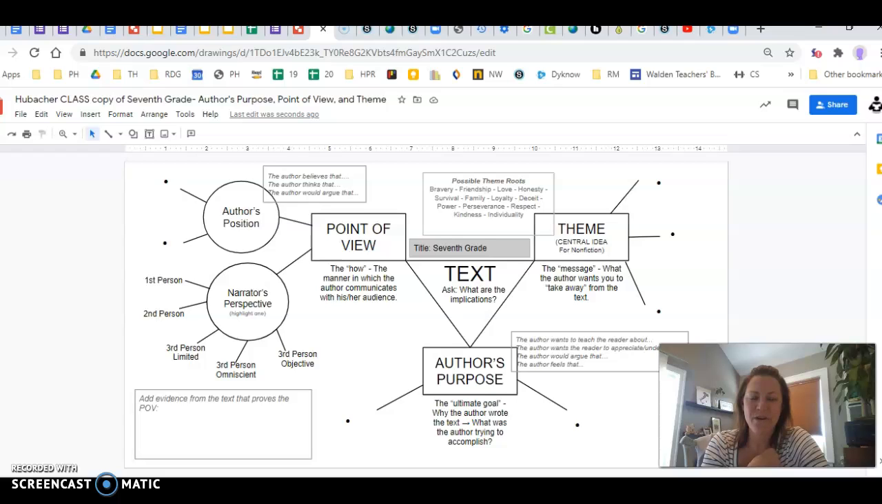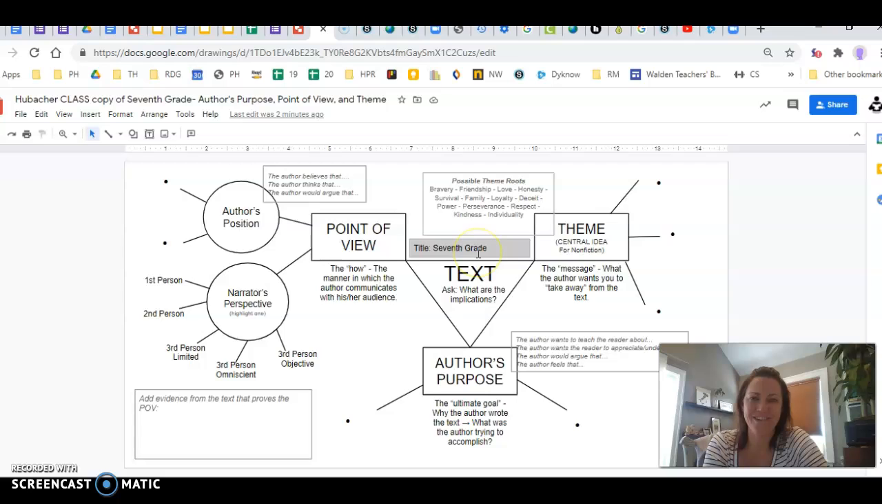Hi everybody, we are going to go over the text implications graphic organizer. This graphic organizer is going to tie together theme, point of view, and author's purpose and show you how interconnected those three aspects of literature are. So you can see that the center of the graphic organizer asks, what are the implications? Which really means, how do they all work together? How do they relate? And we are going to be completing this for the story 7th grade.